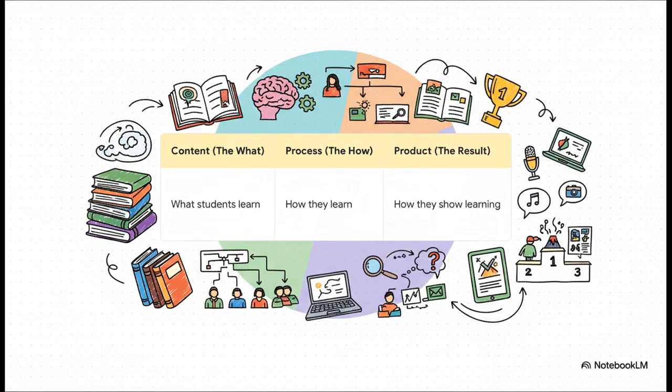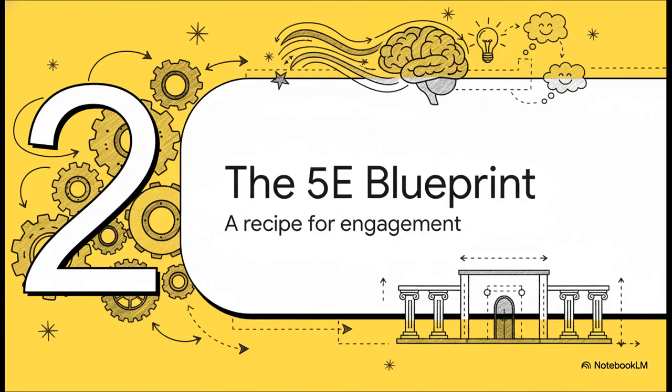First up, differentiation. I know, it sounds kind of complex, but it's really simple. It just means you adapt one of three things: the content, so what the students are learning; the process, as in how they're learning it; and finally, the product, which is how they show you what they've learned. It's all about building in flexibility.